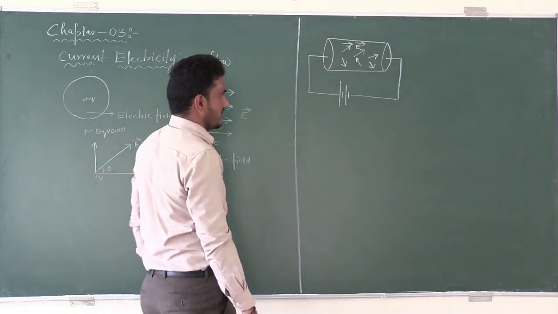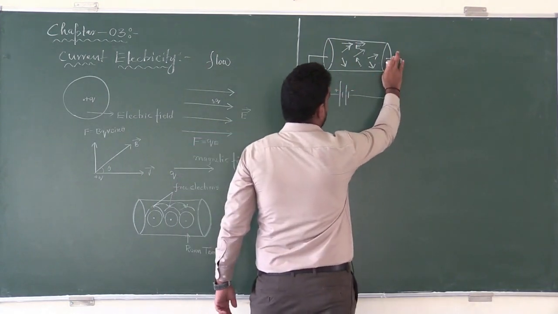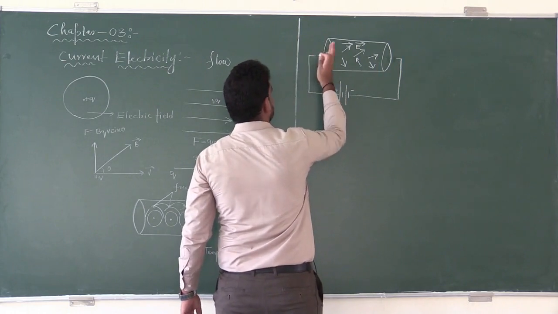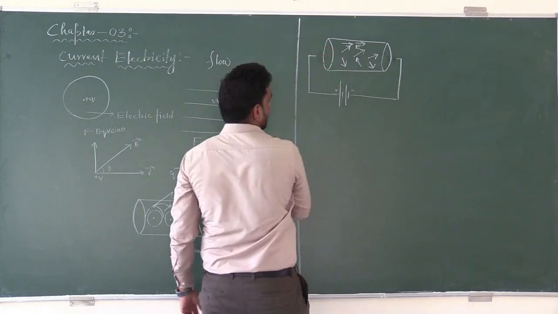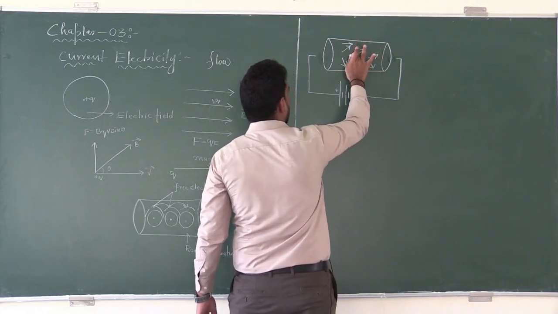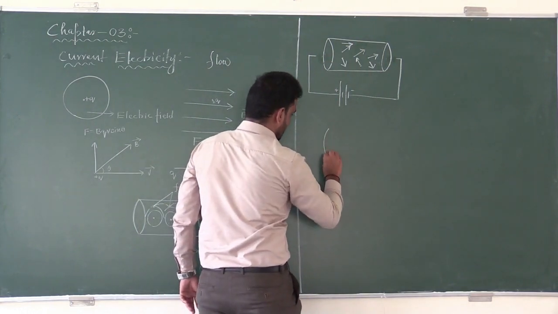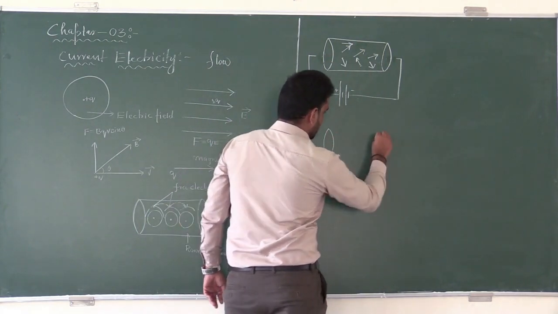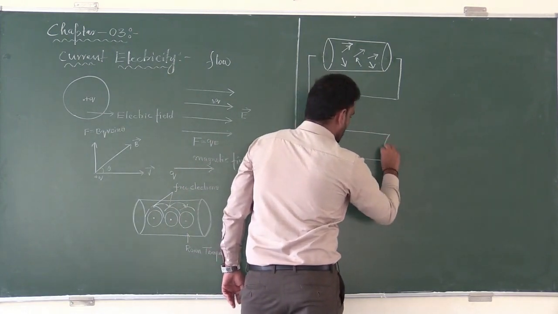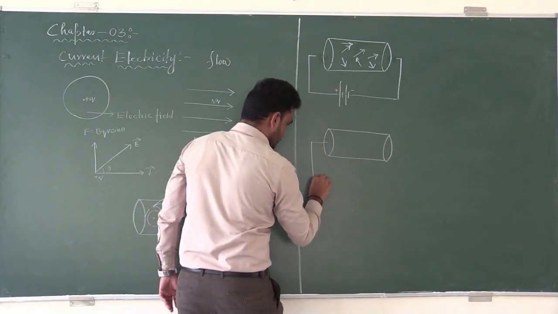This is in the absence of an electric field, which means not yet connected. You just imagine, not yet connected. So they are moving in random motion. Initially the electric field won't be there. If we connect across the two ends of the metallic conductor, what will happen? Let's see now.